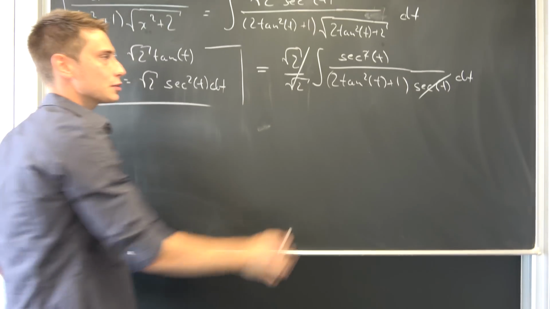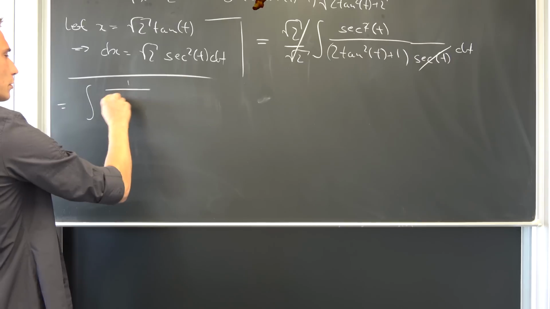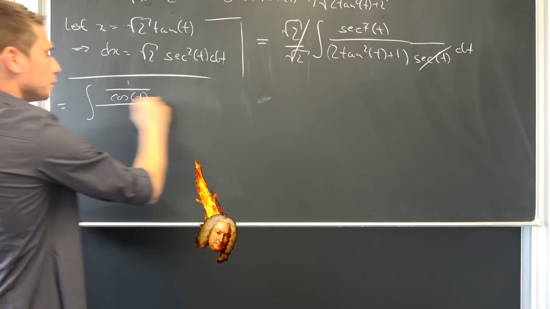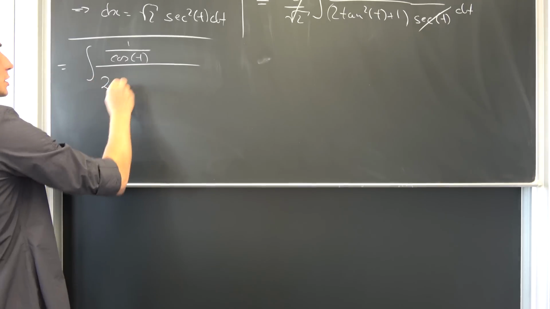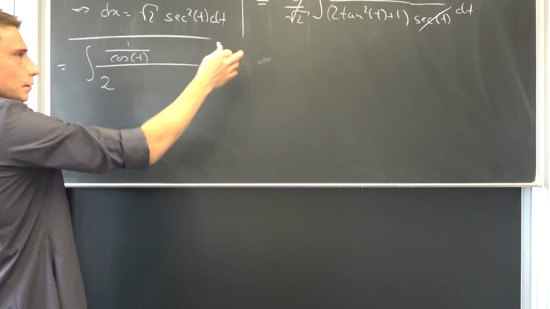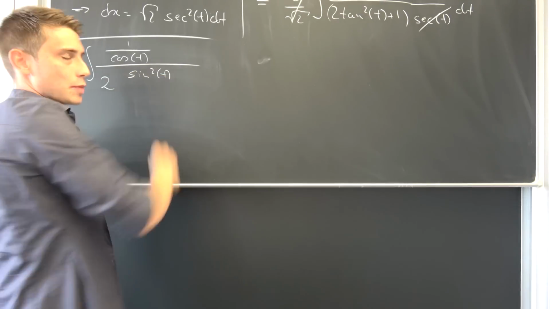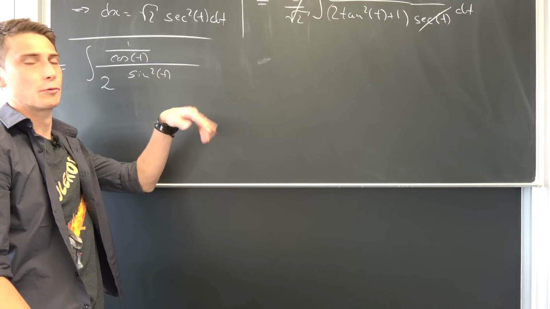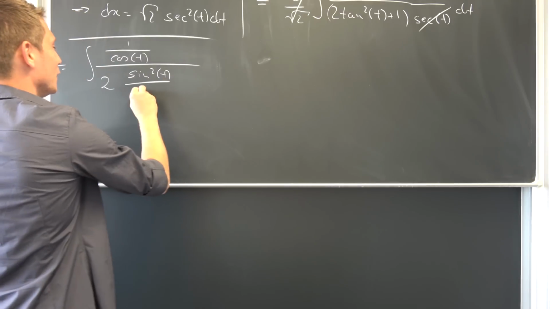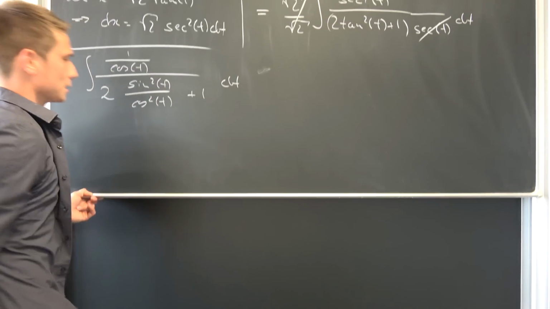And let me rewrite this a little bit. Secant is nothing but 1 over cosine. So we have 1 over cosine of t over. And now we have 2 times tangent squared, which is nothing but sine squared over cosine squared. Excuse me, I just came back from vacation. Over cosine squared of t plus 1 dt.